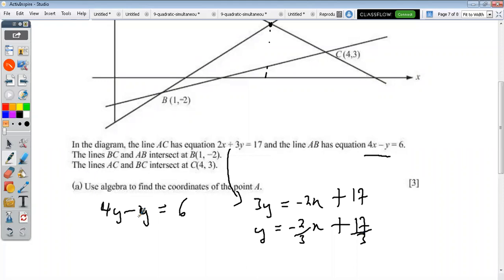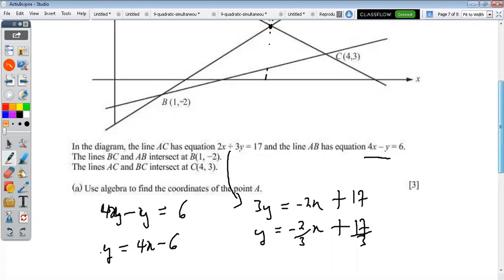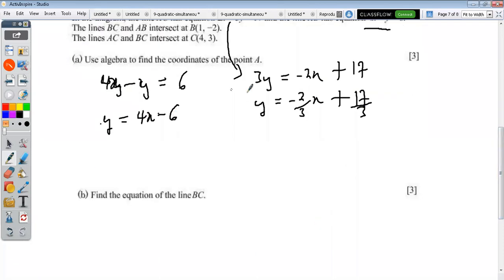Now let's do this. We make y the subject of the formula. So I can move y to the other side. Then I'll have y. Sorry, this is x. Hope you're not copying the wrong thing. So y is equal to 4x minus 6. So it means it's cutting at minus 6. So this is now okay. But it's minus y, sir.